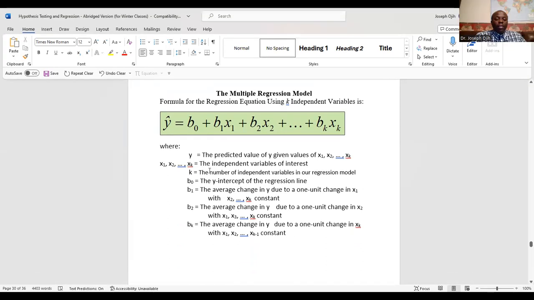The independent variables of interest are x1, x2 to the last xk. Then k is the number of the independent variables in the regression model. B0, as usual, is the intercept, the y-intercept of the regression line. B1 is the slope. Only one slope here.